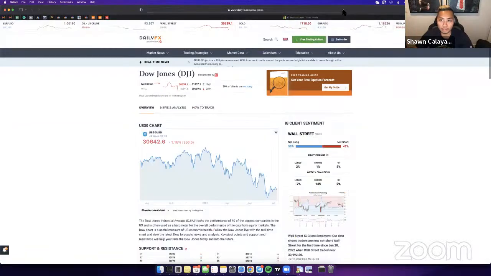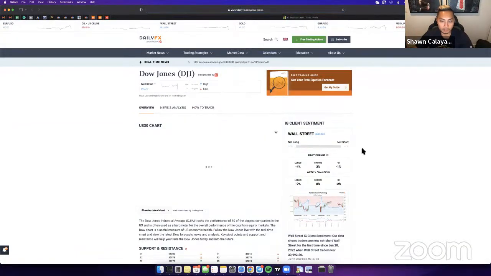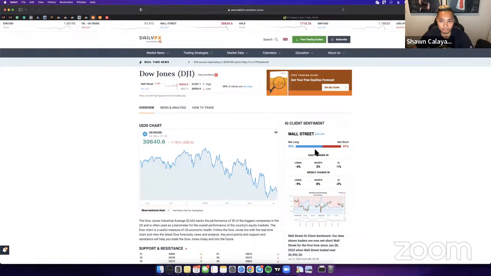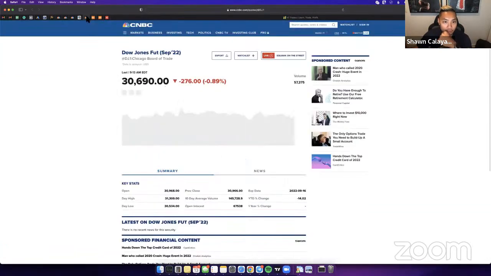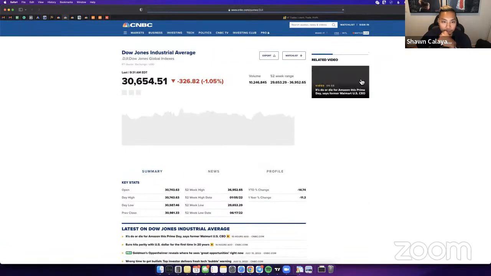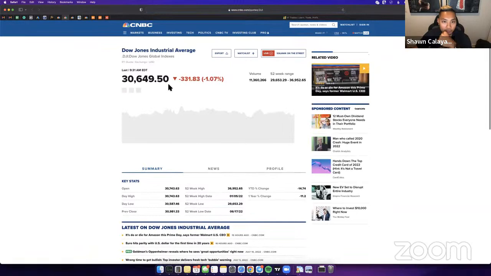Looking over here at the retail sentiment, it's currently 59% long. So this indicates that 59% of retail traders are looking to buy. It looks like they're trying to buy the dip here, which I'm not going to fall for. We're looking for sells. Looking over here at the fundamentals, they're currently down 331 points. So everything's pointing towards a sell.